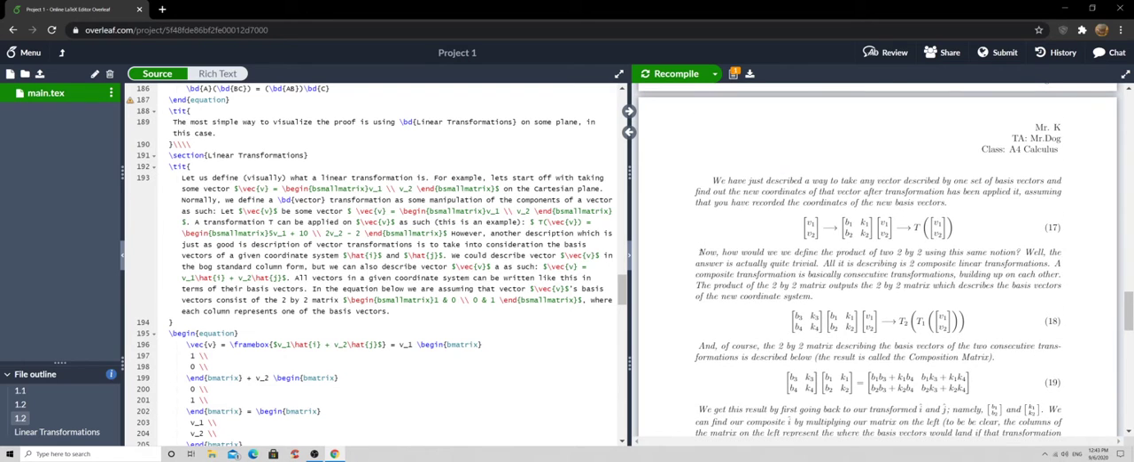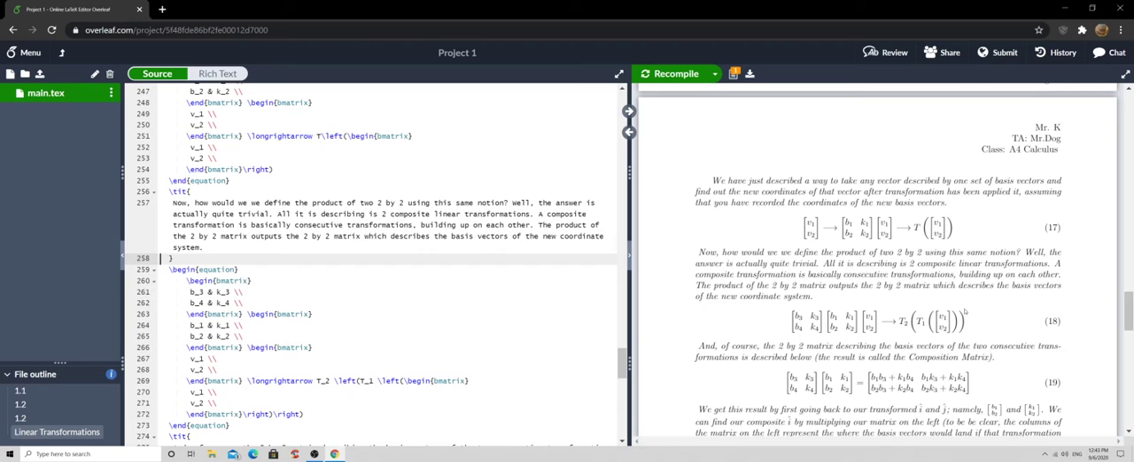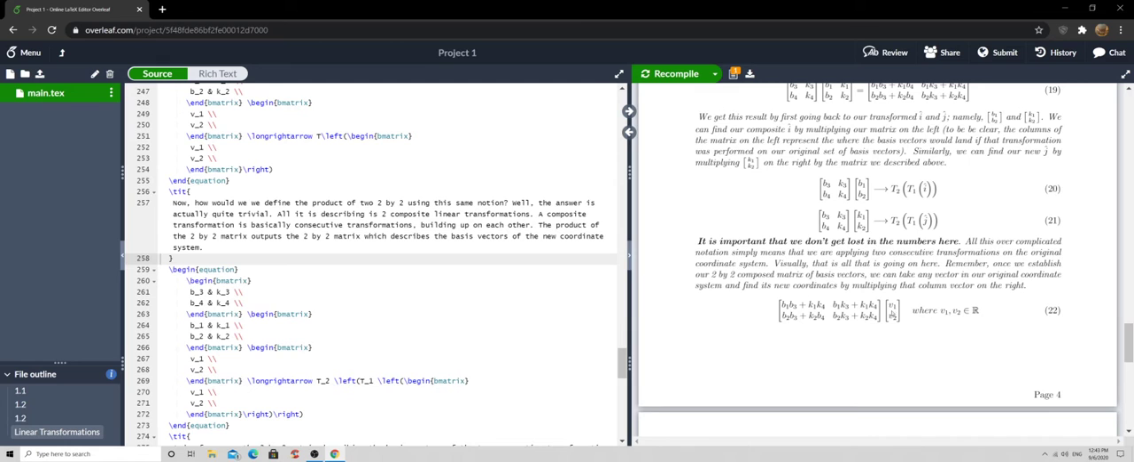So here's just describing basically 2 consecutive transformations, which is just in 2 dimensions, which is just 2 consecutive 2 by 2 matrices being multiplied by one another. And yeah, that just gives you something called a composed matrix. We'll go into that later. Here's basically the definition of matrix multiplication, which you can get from linear transformations.